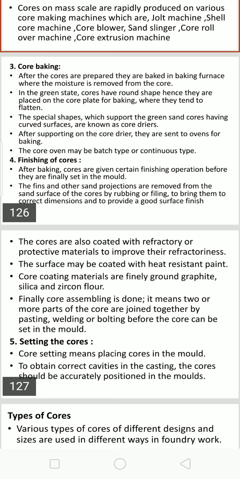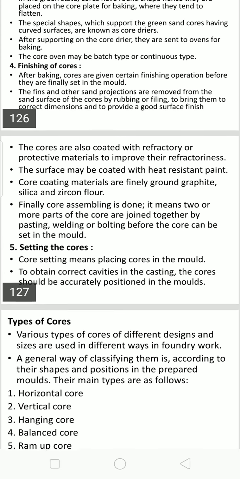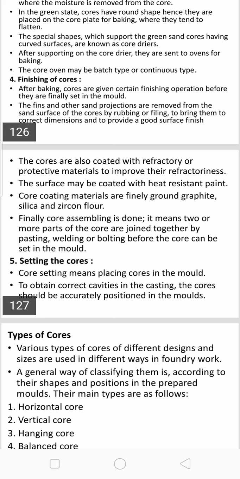And once it is dried, then they open the core boxes and take out the green cores and keep them on the core plate for drying. So the next step is core venting. Cores must be vented properly. They are assembled and sent for baking.